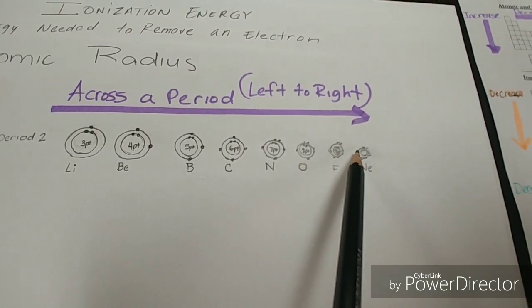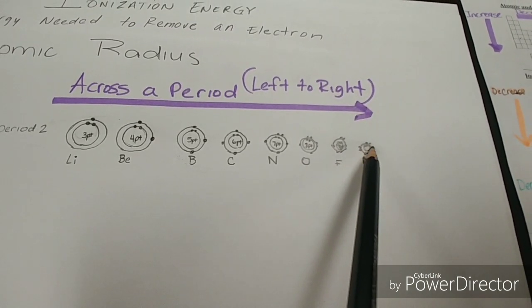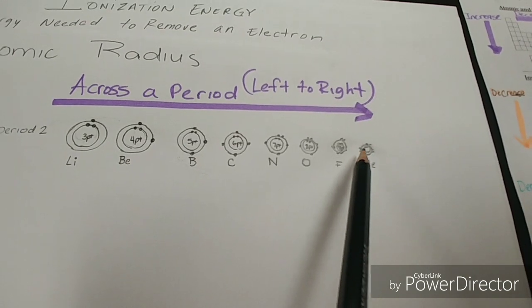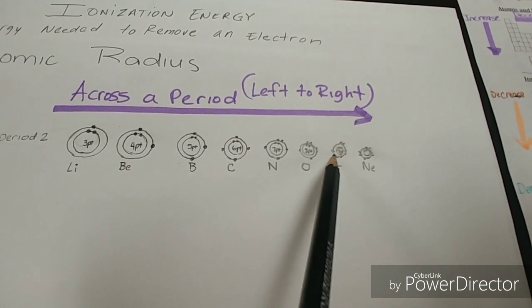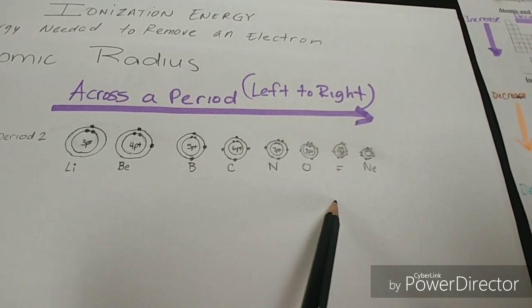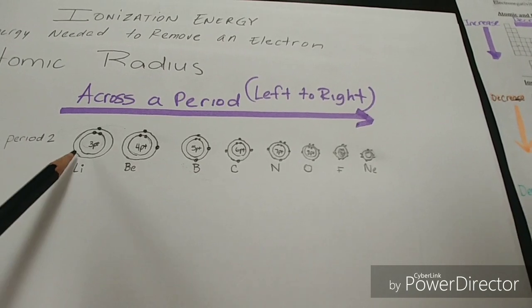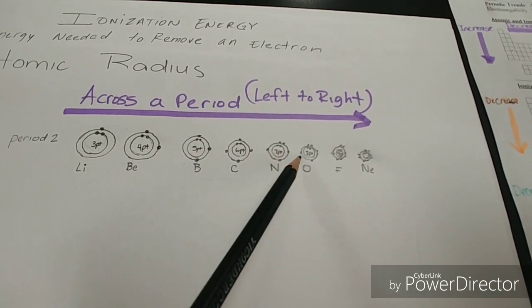And once again, that's because that increase in protons is actually pulling these electrons closer to the middle. Again, it's like a magnet. It becomes stronger, so it's pulling those a lot further in, causing the atom to shrink. And that's why the size of the atom decreases as you go across a period.